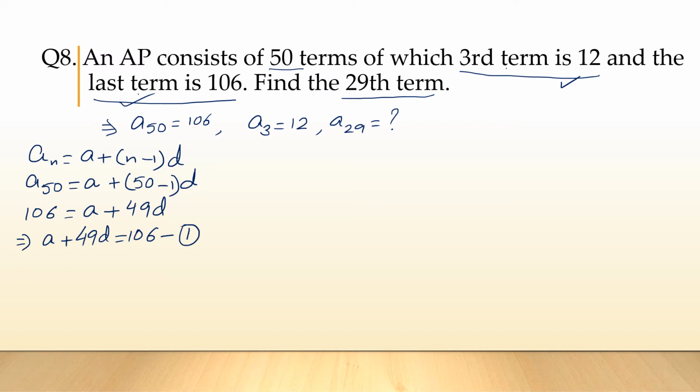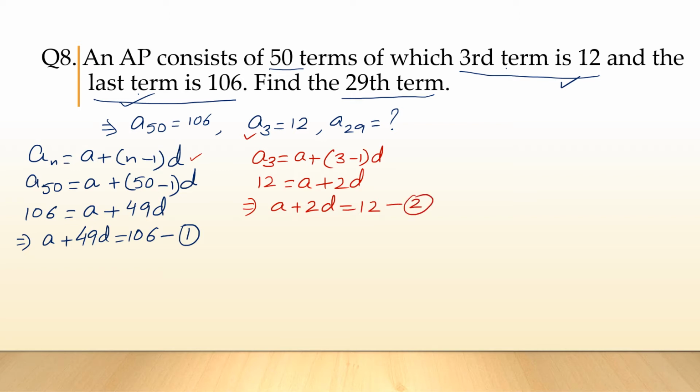Now we will frame the second equation by using the same formula. So we can write A3 is equal to a plus 3 minus 1 d. The value of the third term is 12, a plus 2d. So this way we got another equation, which is a plus 2d equal to 12. Now we will use the elimination method. You can use any method to solve for a and d, right? So I am using the elimination method.